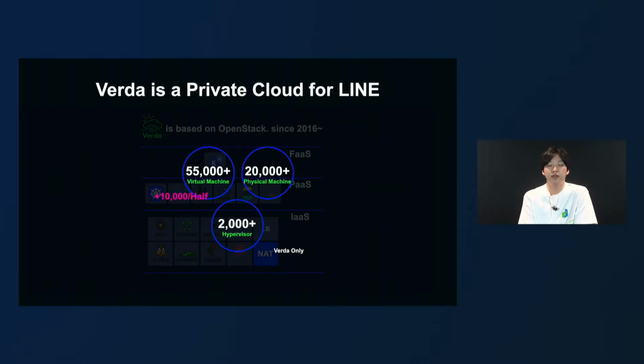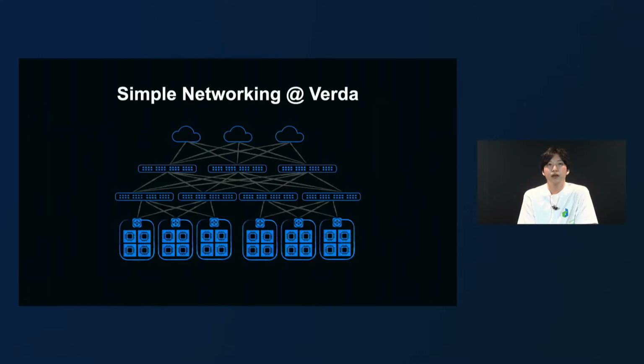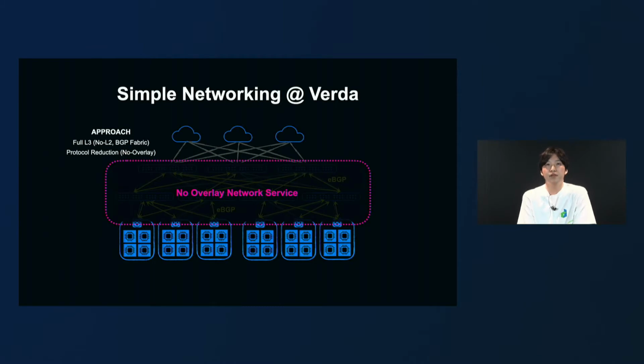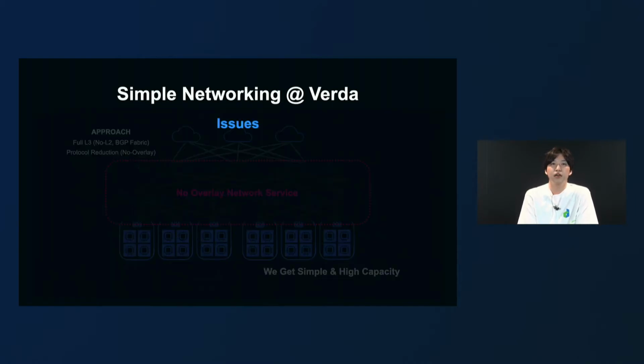To achieve this, we've designed a very simple network infrastructure. This is the closed network that Verda hypervisors connect. The hypervisors contain VMs and directly advertise routes using BGP, which builds a full layer-3 network. And we do not use VXLAN or other overlay protocols. This approach has greatly helped us to create a simple and high-capacity network infrastructure.